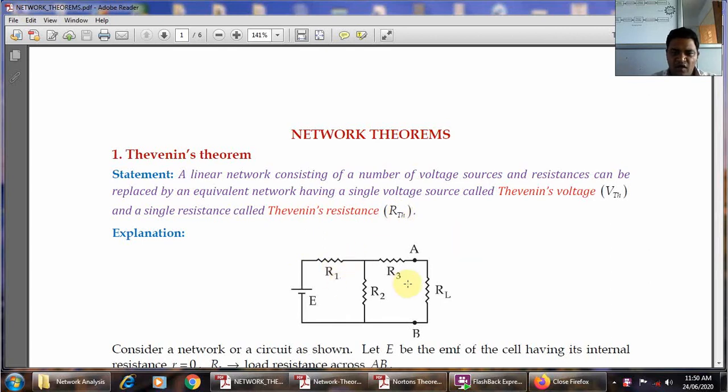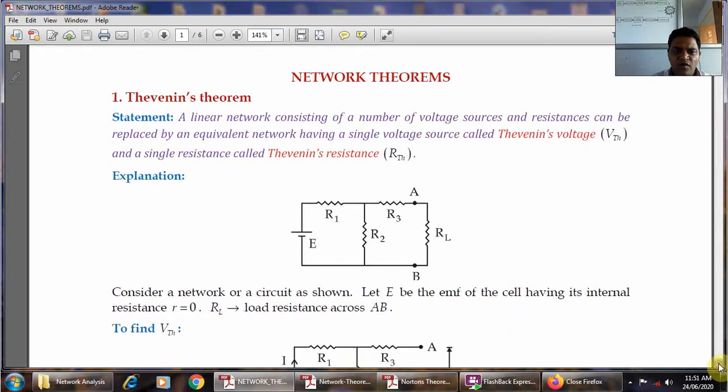From this figure we have to understand that instead of E you can use the voltage source V also, no problem. Here the voltage source E is provided. The resistances R2 and R3 are connected in parallel, in series with R1, and the load resistance is connected between the two nodes, node A and node B.